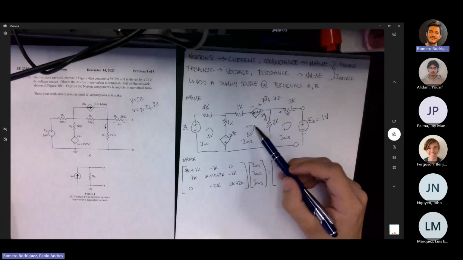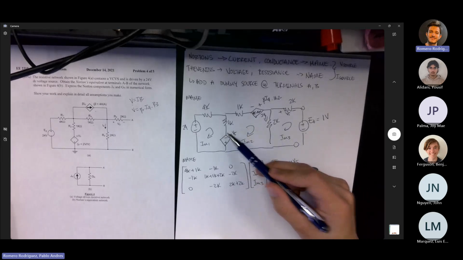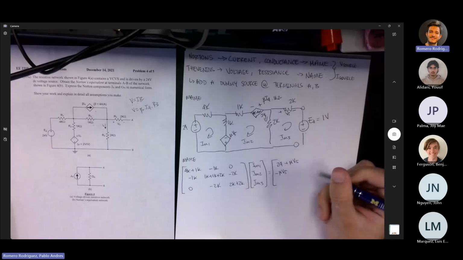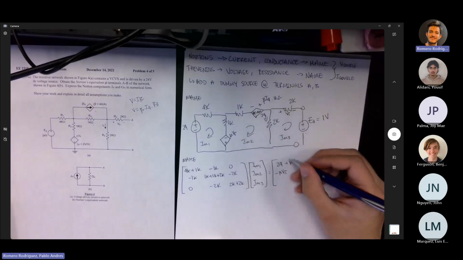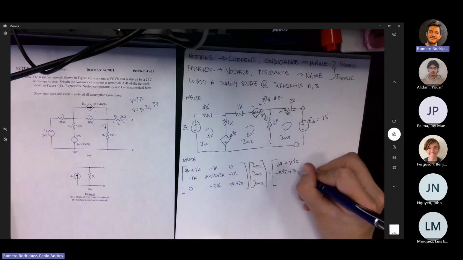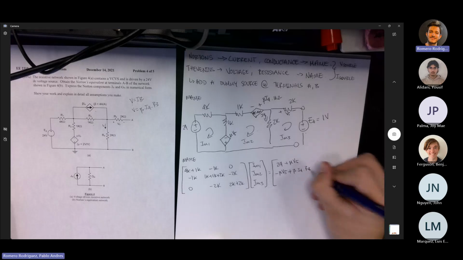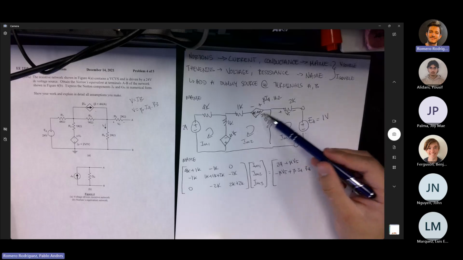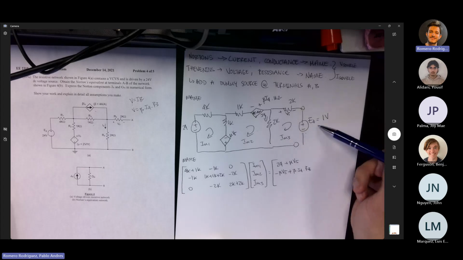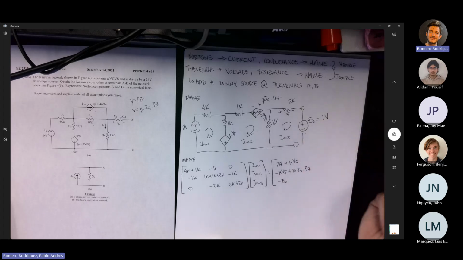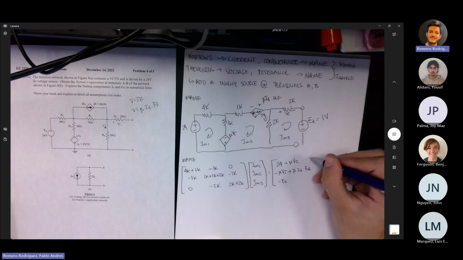Now for I_M2, this one exits as a negative, so it's a drop, negative mu V5. This one's a rise, plus beta times I4 times R3. And then over here, I only have my dummy source, which is negative E0, because it's a drop.